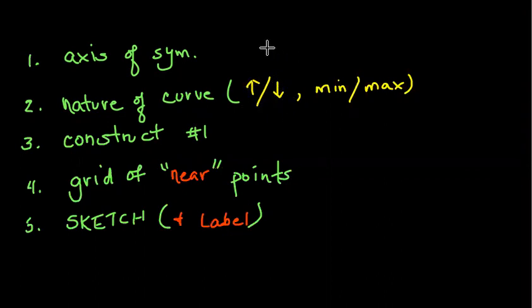Okay, what do we mean by that? Does it open up or does it open down? And as far as its vertex is concerned, does it have a minimum value or a maximum value? We're going to be able to identify those things. Then we're going to construct the axis of symmetry. And then we're going to create a grid of what we call near points. We're going to sketch and label, right?